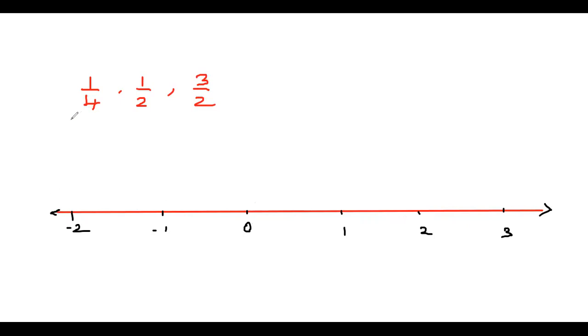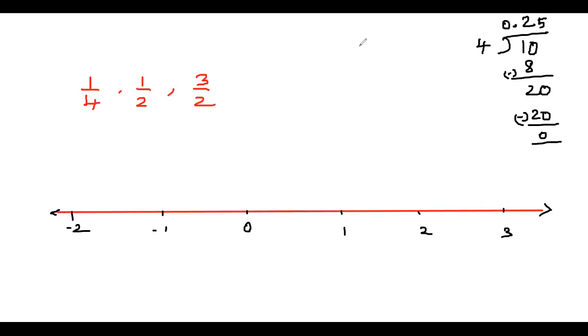So 1 by 4. What do you mean by 1 by 4? 1 by 4 means you will divide 1 by 4. So obviously 1 is lesser than 4. You will keep a decimal and you will include 0 here. 2 4s are 8. The remainder is 2. You will include another 0. 5 4s are 20. So it got terminated. So it's a rational number. You have 0.25 as the quotient. So 0.25, 1 by 4.